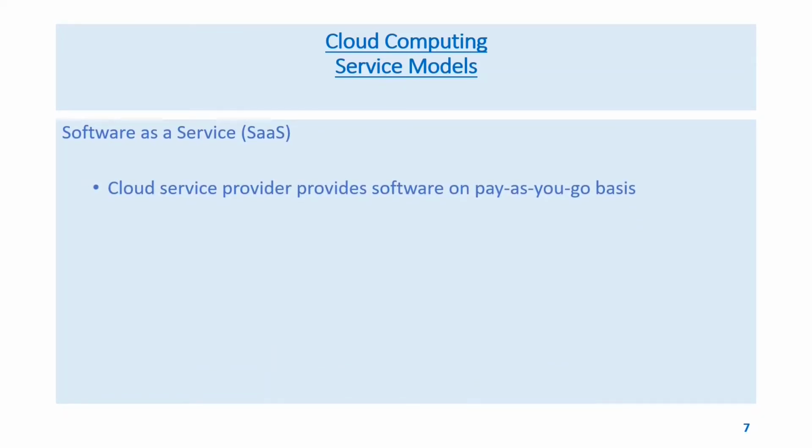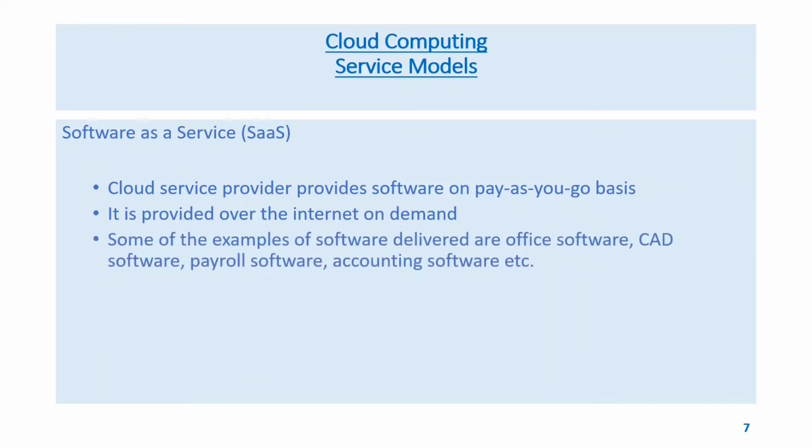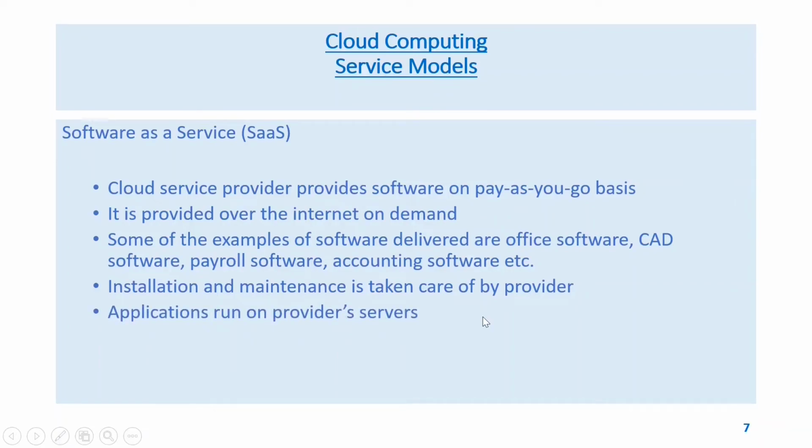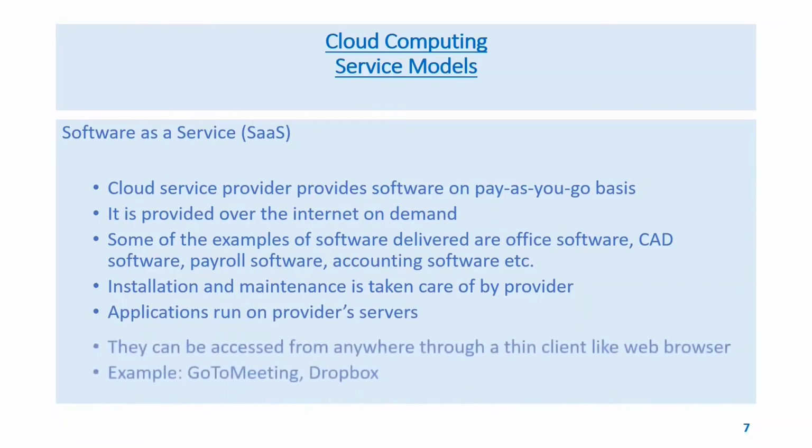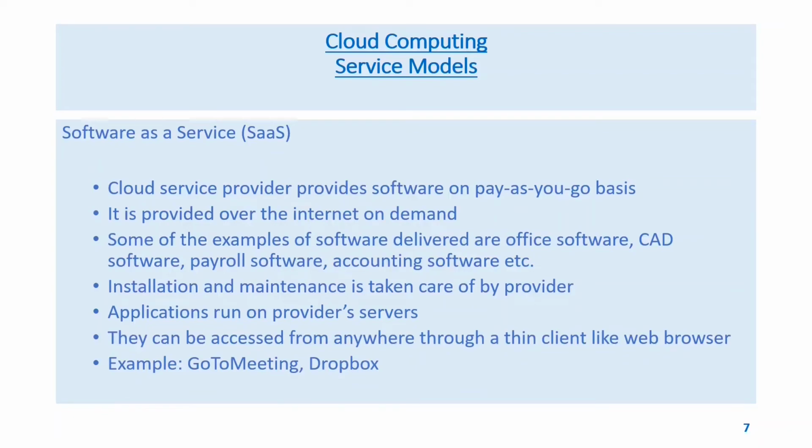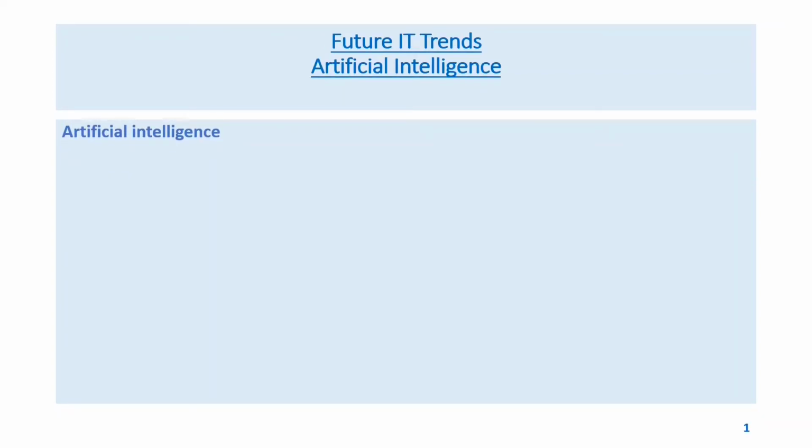Next service model is Software as a Service, SaaS. Cloud service provider provides software on pay-as-you-go basis. It is provided over the internet on demand. Some of the examples of software delivered are office software, CAD software, payroll software, accounting software, etc. Installation and maintenance is taken care of by provider. Applications run on provider's servers. They can be accessed from anywhere through a thin client like web browser. Example, GoToMeeting, Dropbox.